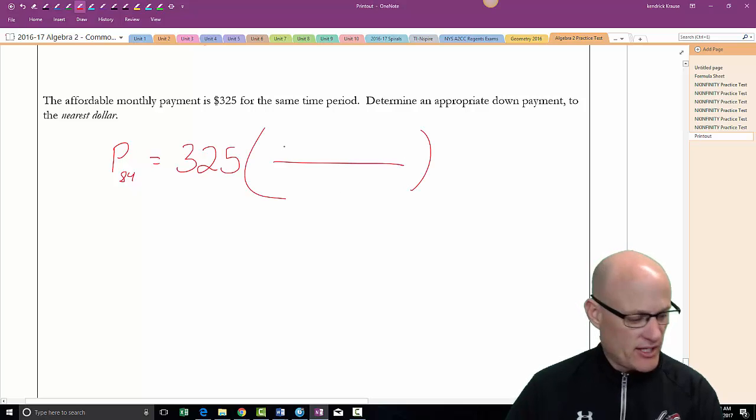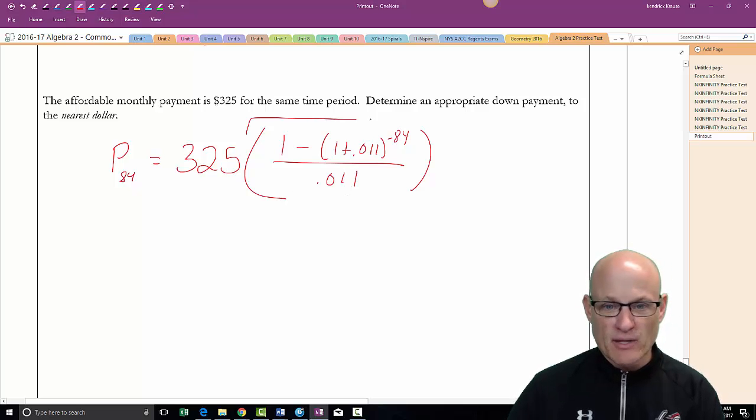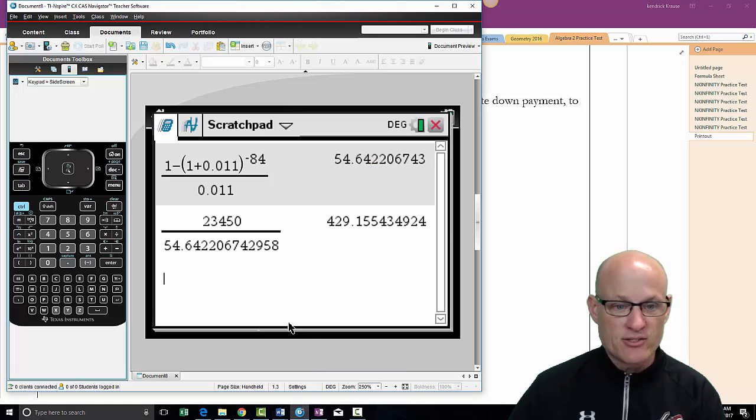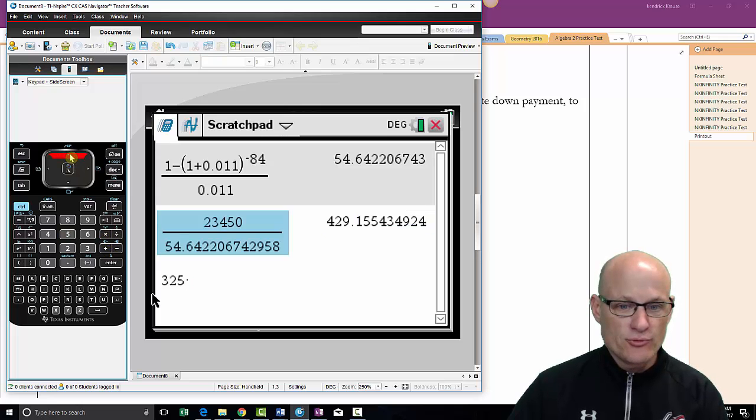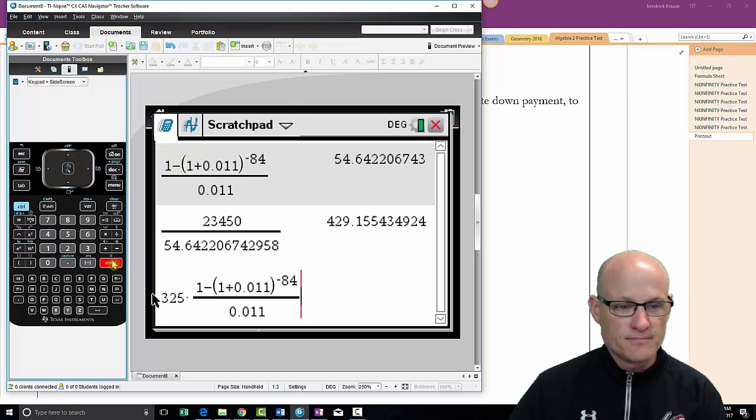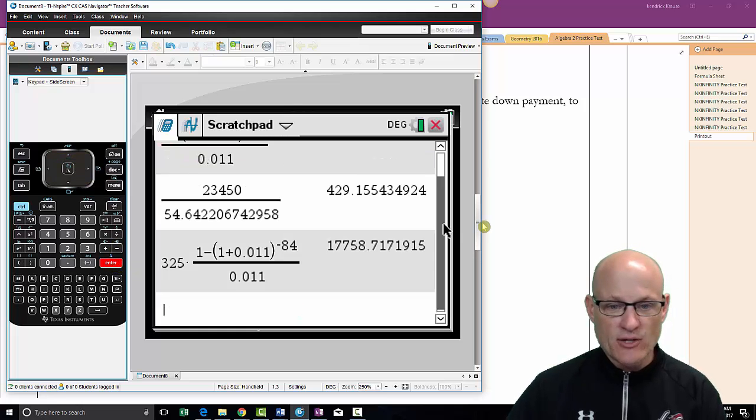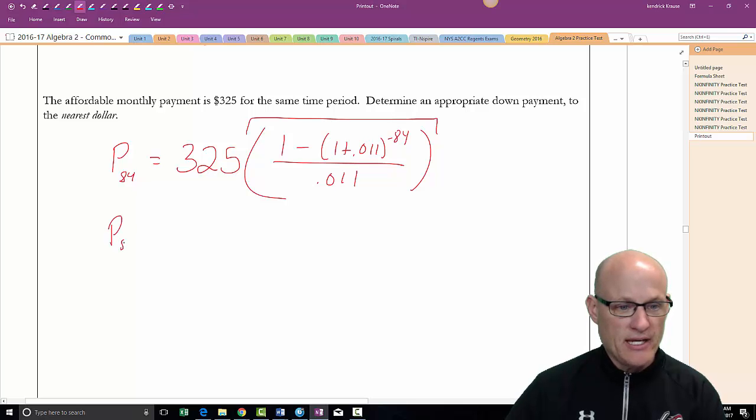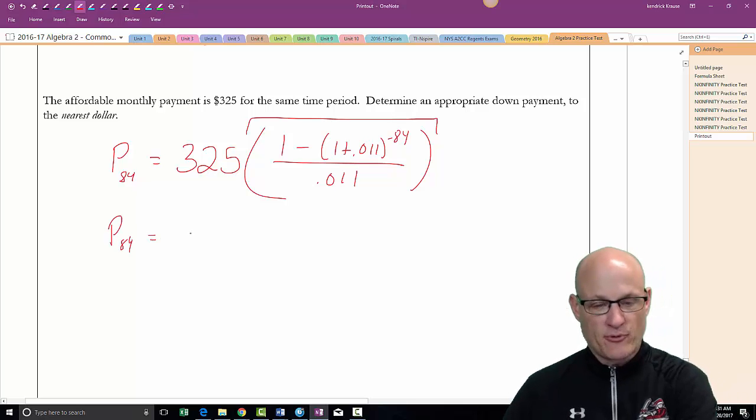Now the cool thing about this is I've got our list mostly already done. 1 minus 1 plus 0.011 to the negative 84 all over 0.011. Well, this is already stored in my calculator, so I'm just going to use that to my advantage. 325 times, well, it's really this, right? Equals 17,700, so P84. This is how much I can borrow for 84 months.